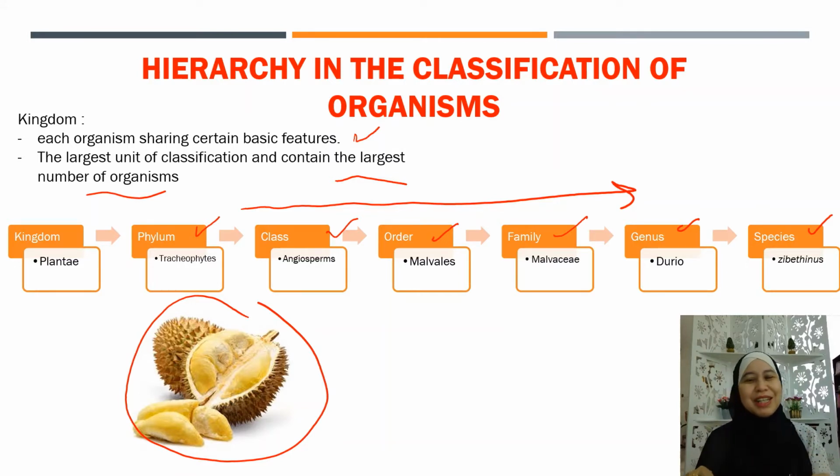So now we look at the scientific names, starting from the kingdom. Durian is from kingdom Plantae, phylum Tracheophytes, class Angiosperms, order Malvales, family Malvaceae, genus Durio, species zibethinus.